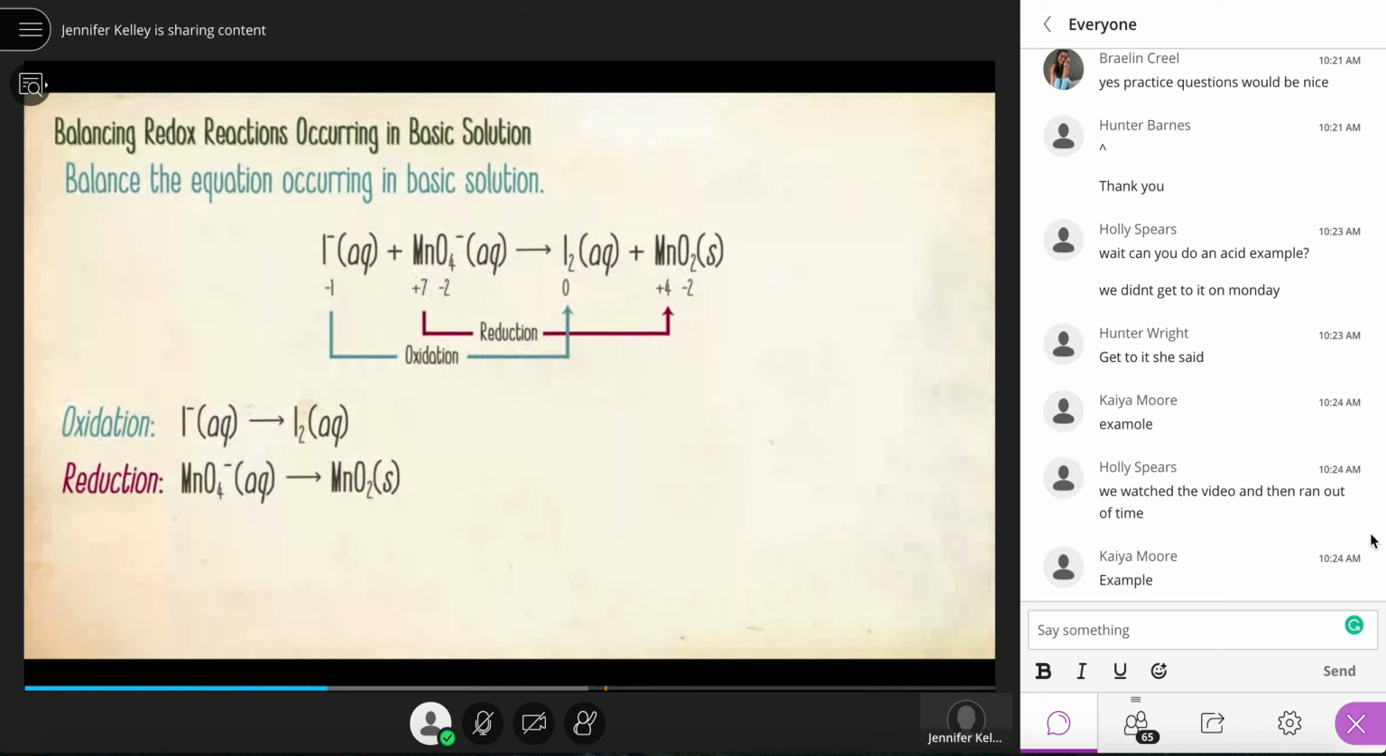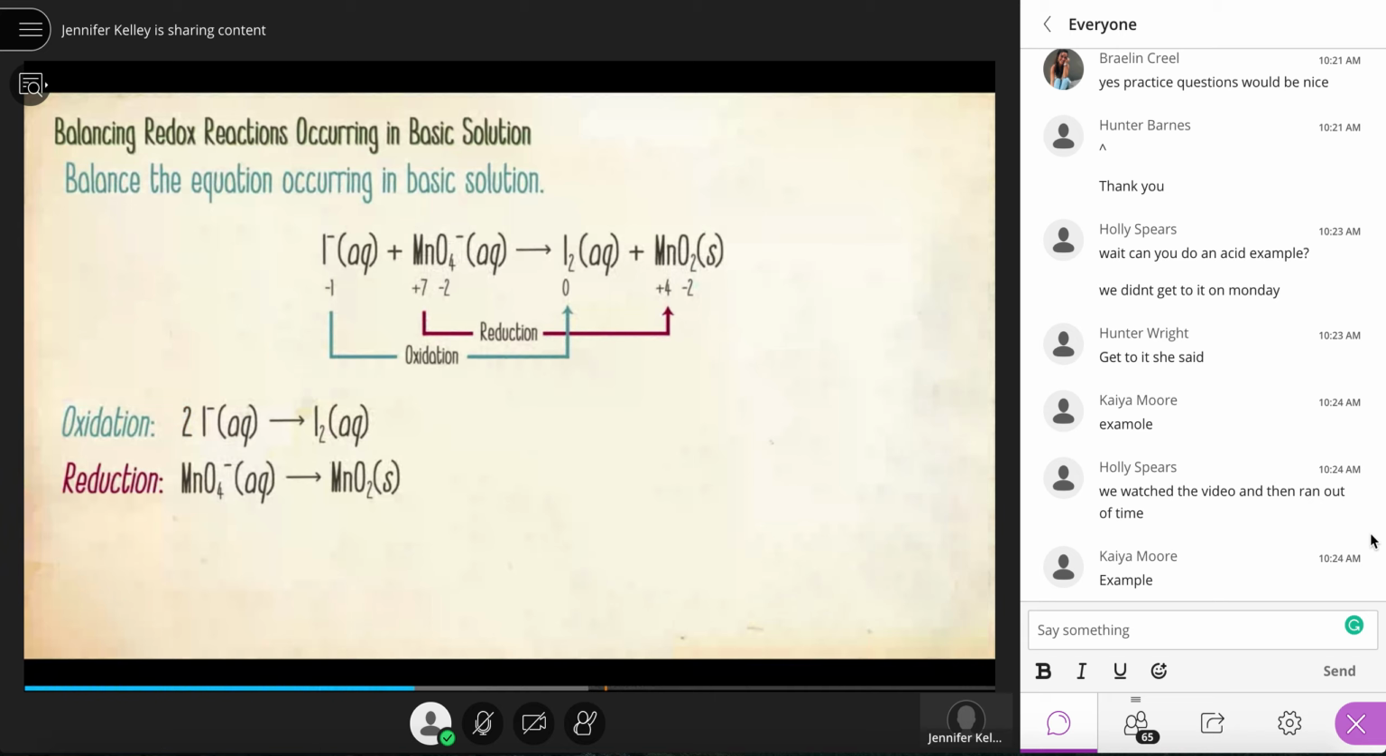The third step is to balance each half reaction with respect to mass. First, balance all elements other than hydrogen and oxygen. For the oxidation half reaction, you have I minus goes to I2, so you need to add a 2 in front of I minus. The reduction reaction is already balanced with respect to all elements other than H and O, so you can continue on to the next step. Now, balance O by adding H2O. The oxidation reaction has no oxygen.